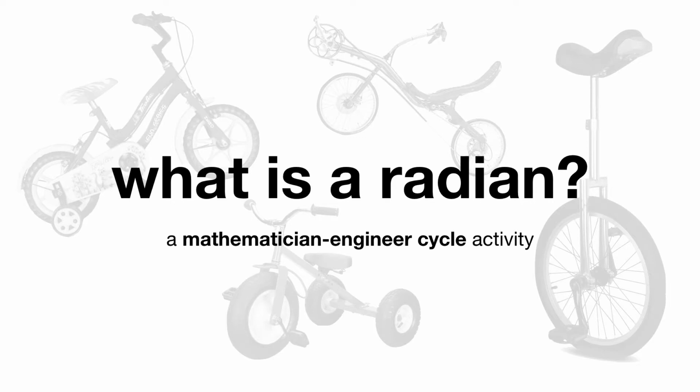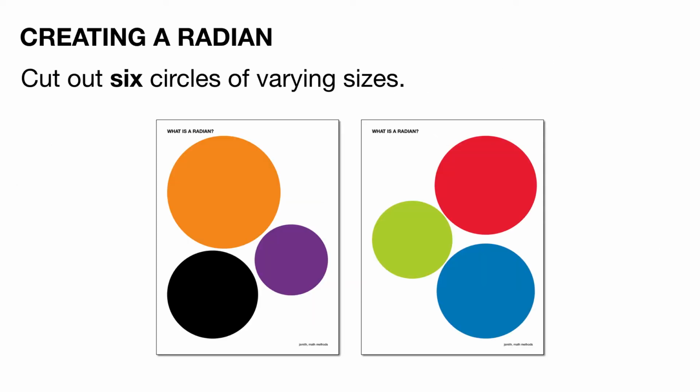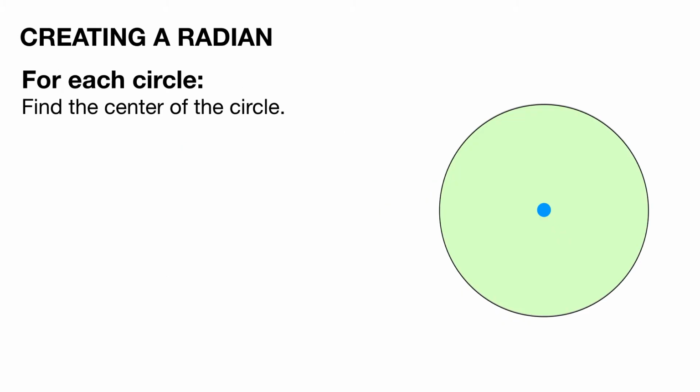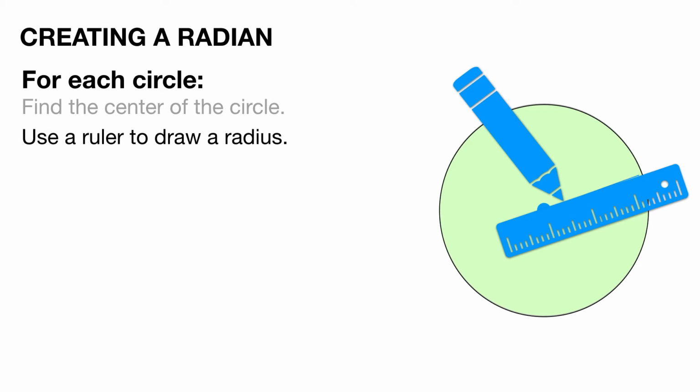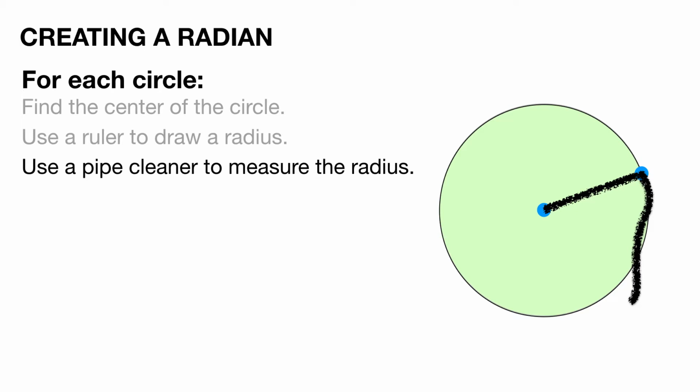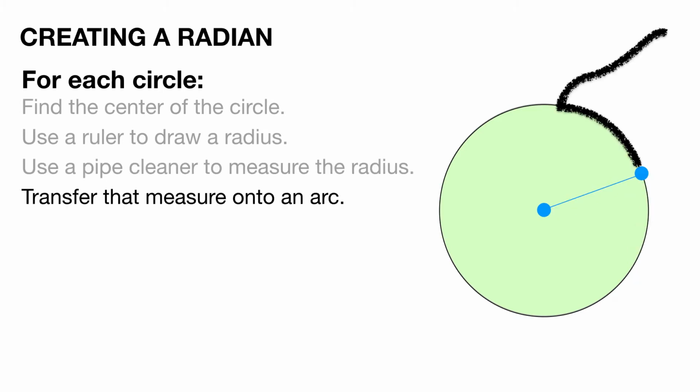Let's look at another activity, this one involving concepts from geometry and trigonometry. To start, cut out the 6 circles that were provided in the "What is a radian" attachment. For each circle, you will need to find its center. Use a ruler to draw a radius, then use a pipe cleaner, yarn, or string to measure the radius. Carefully transfer that measure onto an arc of the circle.